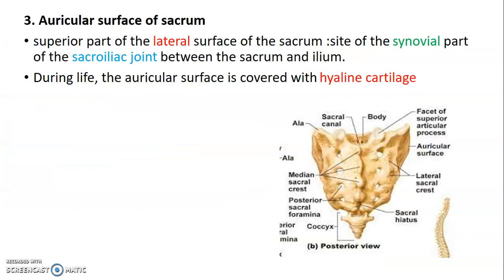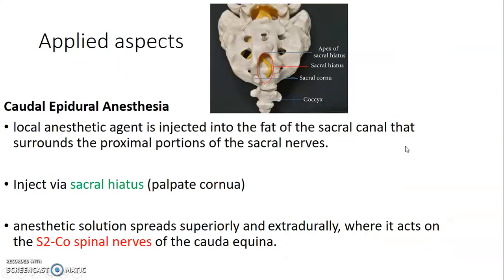Articular surfaces of the sacrum on the lateral aspect form the auricular surfaces for articulation with the iliac bone, so to form the sacroiliac joint. And this auricular surface is usually covered by hyaline cartilage.